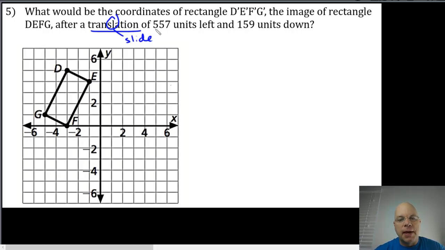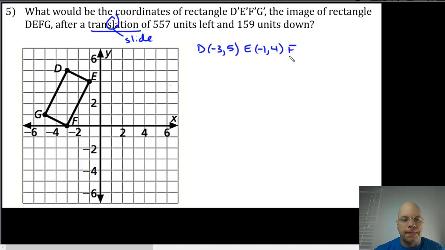So we just have to think about how this translation affects my coordinates. We have to first start with the actual coordinates. The coordinate of vertex D is, let's see, 1, 2, 3 to the left, so that's negative 3 for x. And then from the x-axis, I'm up 1, 2, 3, 4, 5 to get to D, so positive 5. Vertex E is 1 to the left, so negative 1 for x, and then up 1, 2, 3, 4, so positive 4 for y.